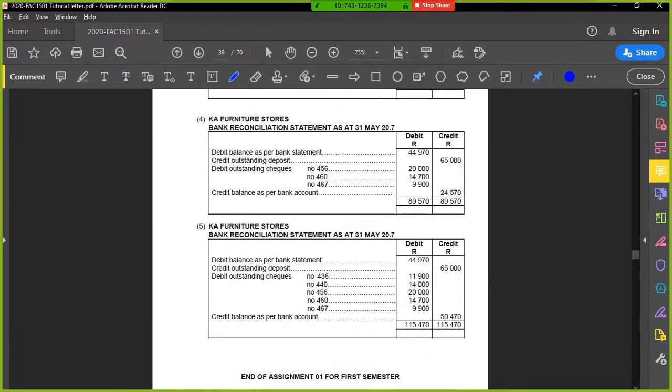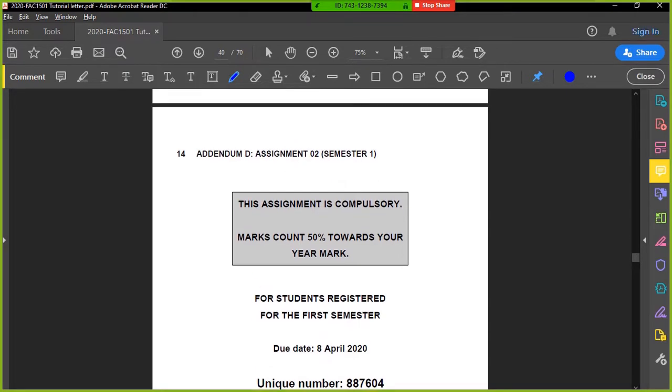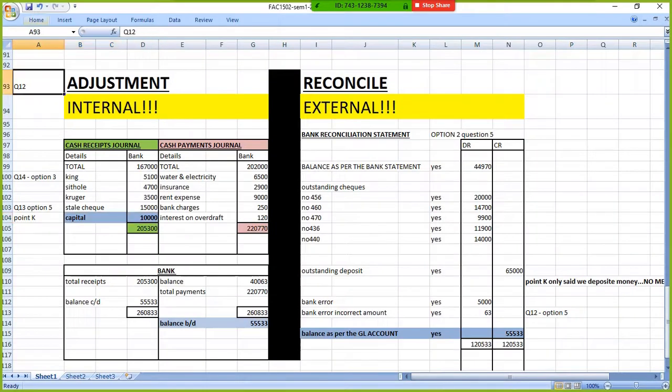Let me just check how long this other question is because if we can do one more, that'll be great. At least then you can see the bank recon. Are you happy with this assignment? Yes, yeah, that was a big help. Thank you. Okay, let's save that.